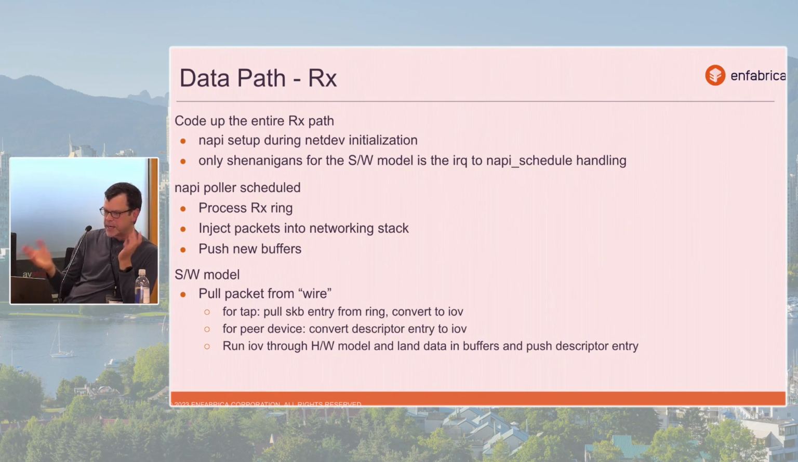Again, from the TAP device versus your peer device: for the TAP, you go into that ring and you say, hey, do you have anything else for me to deal with? Because your TX from the TAP device is your RX, so you're pulling something off of that ring, doing that conversion to the IOV, taking the IOV, going through your software device model, landing the packet, and going up the RX stack.